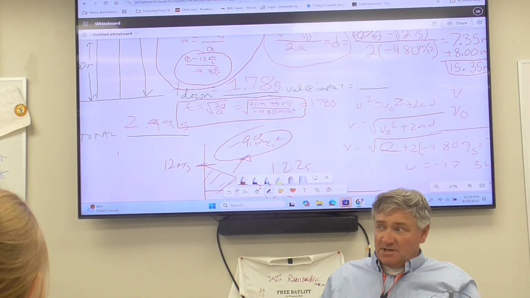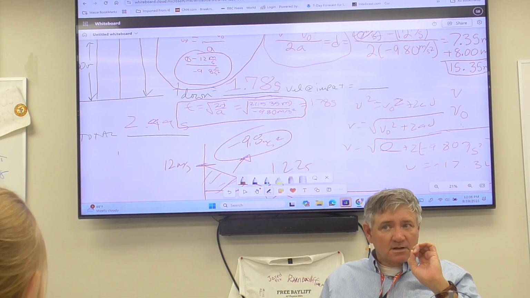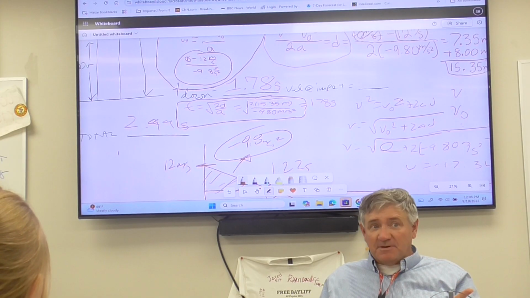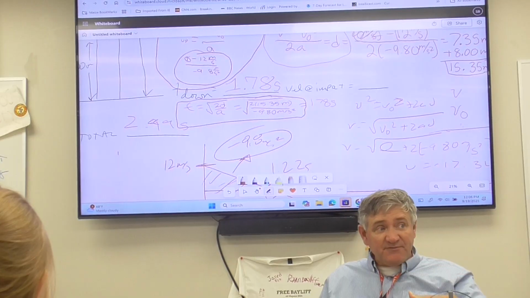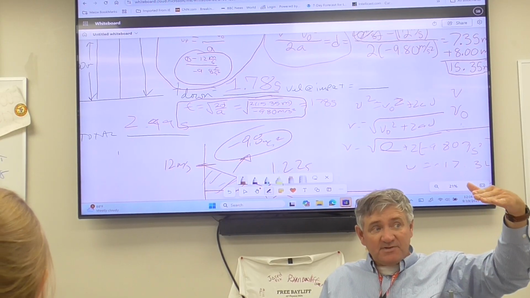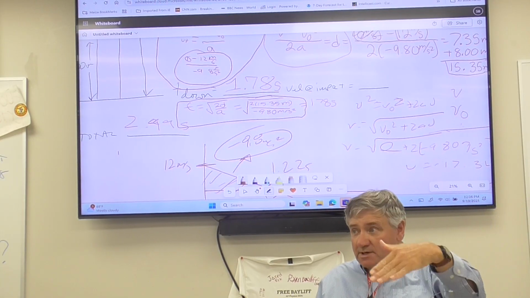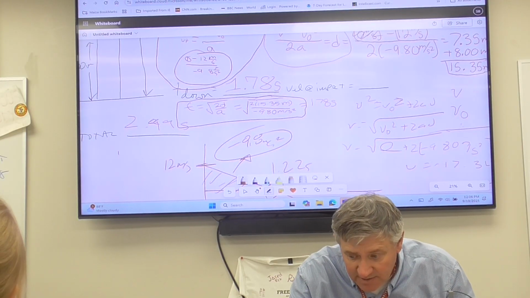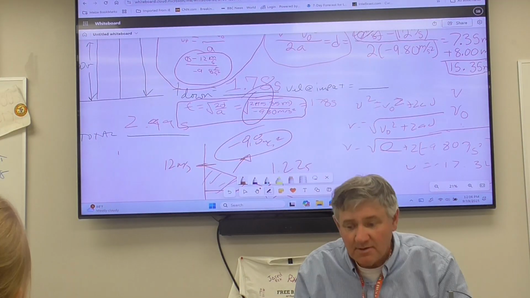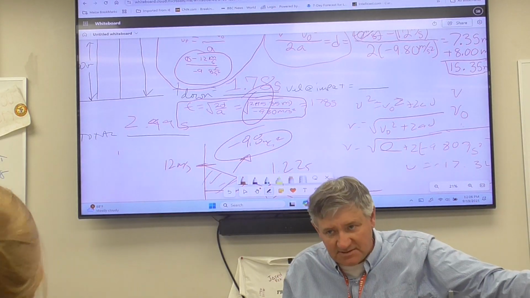What's your final position going to be? 0. How do you calculate displacement? Final position minus initial position. So if you take 0 minus 15.35, you get a negative displacement. Now you have two negatives underneath that radical. Now the problem takes care of itself.